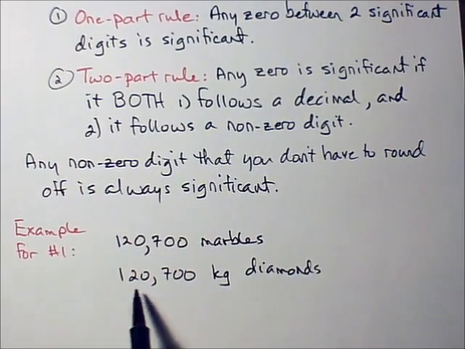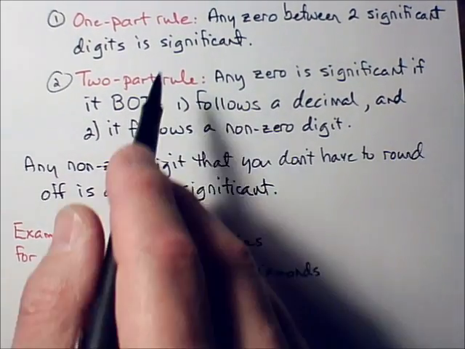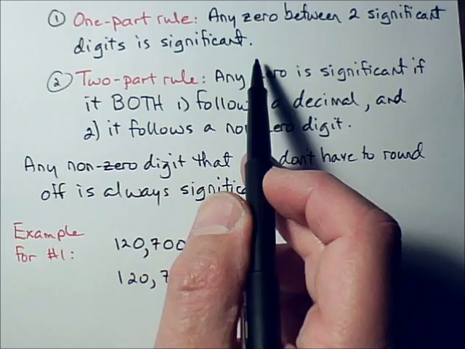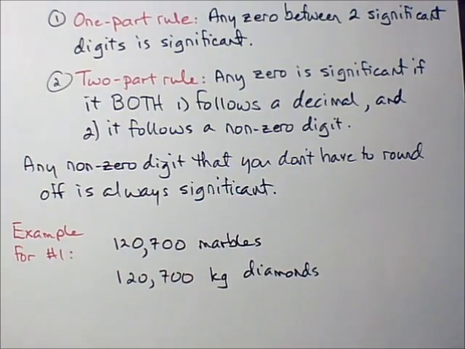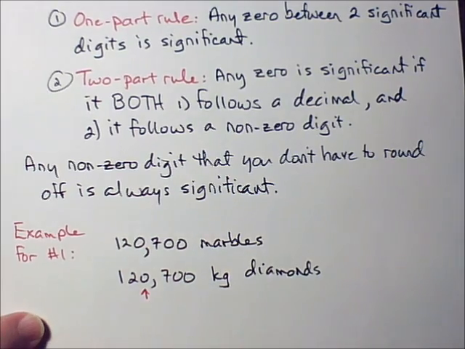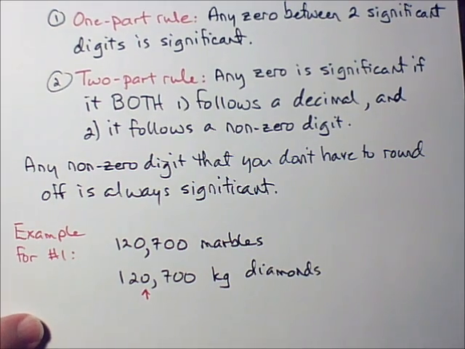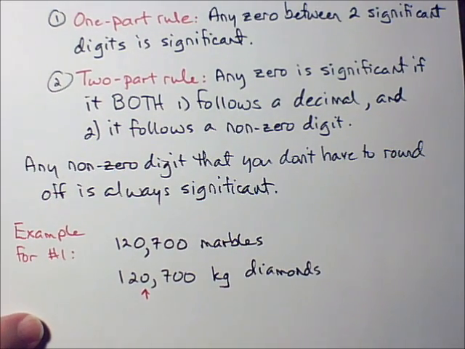Let's look at the number then. According to the one-part rule here, any zero between two significant digits is significant. So this zero, I'm going to draw the arrow here to show, this zero is significant, because it is between two significant digits, and they're significant because they're non-zero digits. Does that make sense? If you're not clear on it, please tell me so I can try to help you.